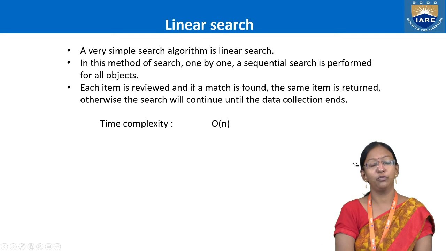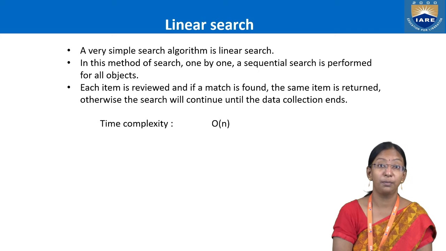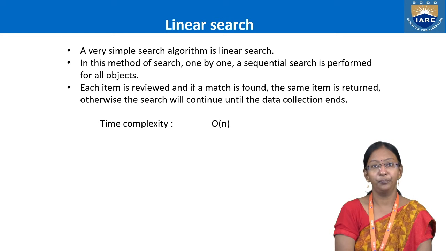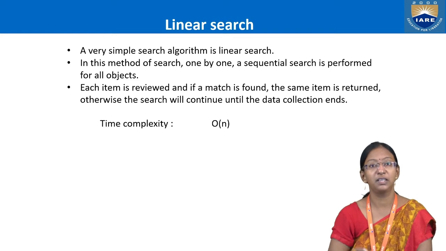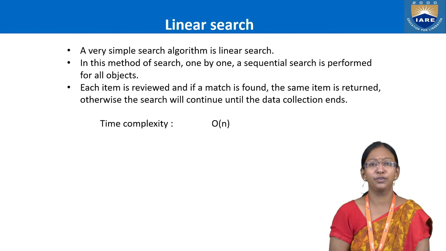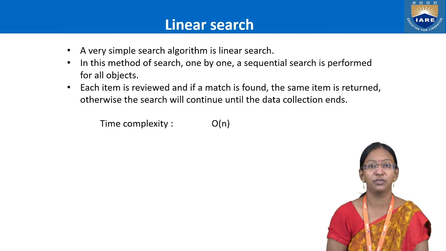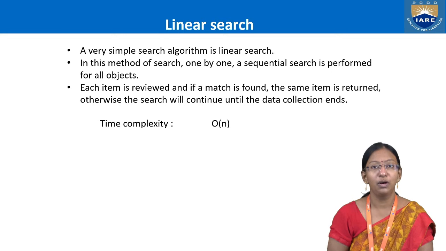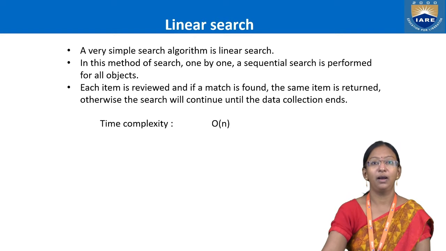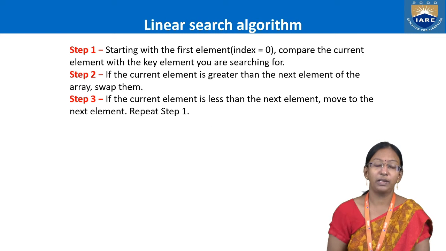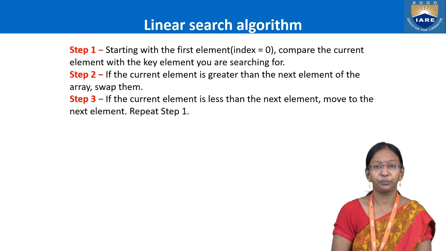And its time complexity, how many units of time it takes. For example, if the element you are searching for is the last element of your list, then how many comparisons are you going to do? N number of comparisons, if the nth element is the one you are searching for. So the time complexity will be order of n, big O of n. So this is the straightforward algorithm for your linear search.